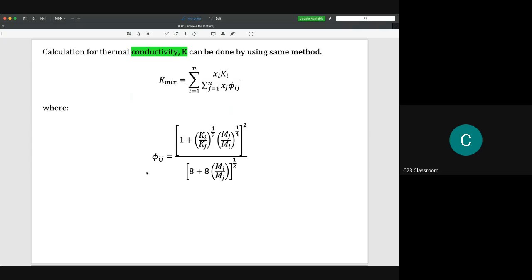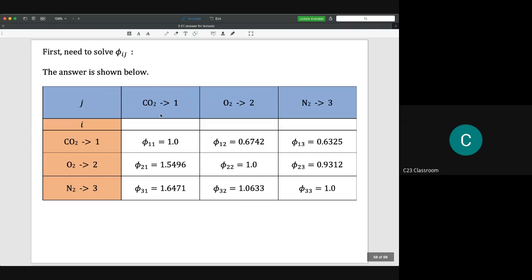Then if you do the same thing, we create a table. We assume that this row is j and this column is i, and then we assume the coordinates or the location. So this is 1, 2, and 3, and this is also 1, 2, and 3. Then we could get all these parameters.